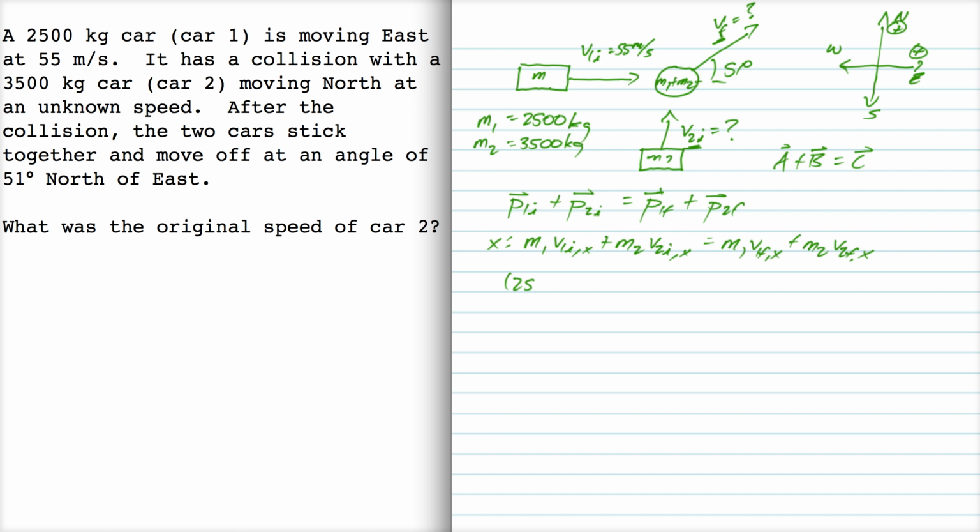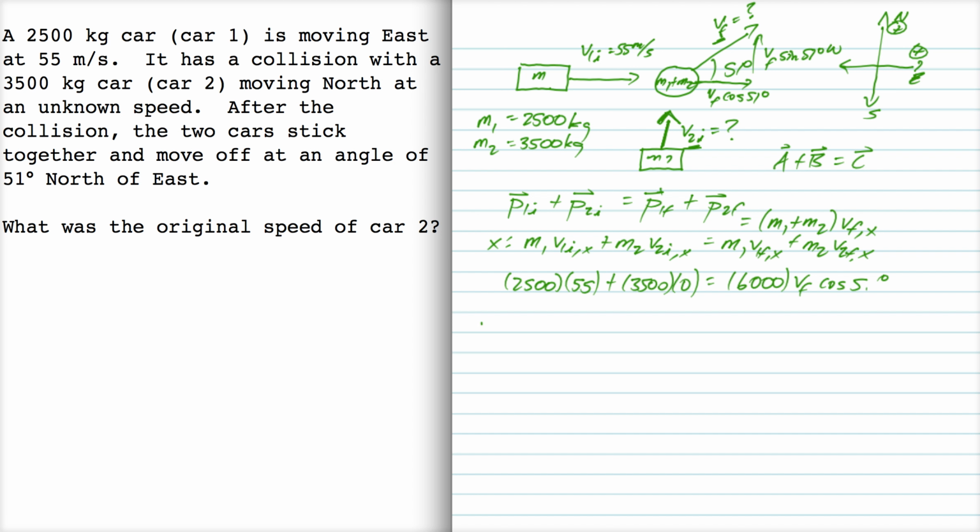M1 is 2,500, and V1I, the X component is 55. The Y component will be 0. The X component of V2I, well, V2I points in the plus Y direction here, so it has no X component. And then this side can be rewritten like that, because V1F and V2F move together, so this is 6,000 times the X component of VF, right? So that's VF cosine 51. And the Y component will be VF sine 51. So VF cosine 51.